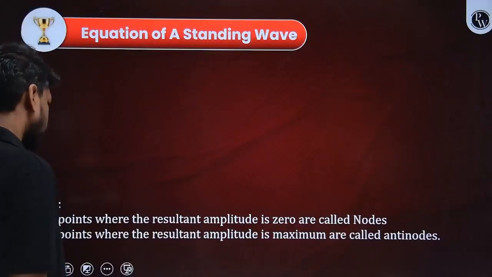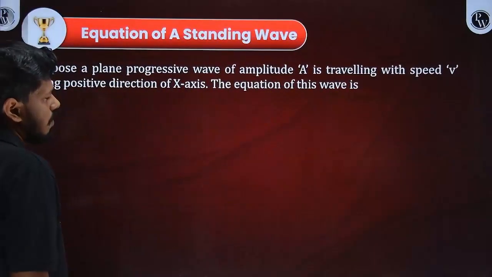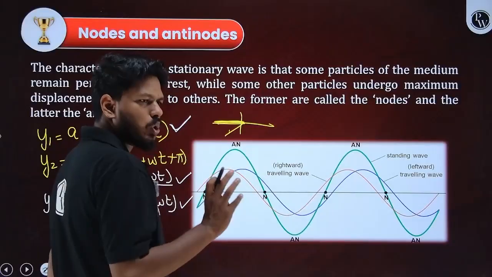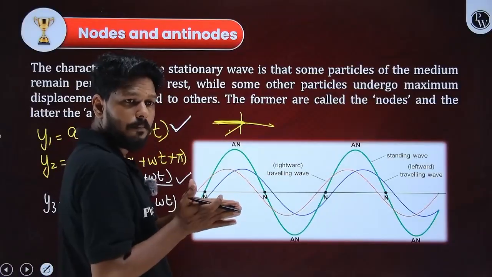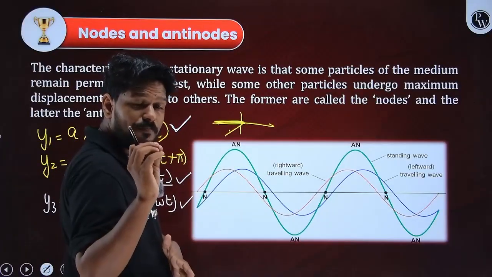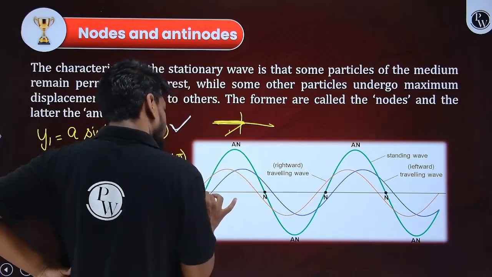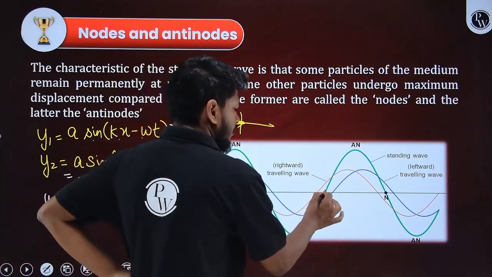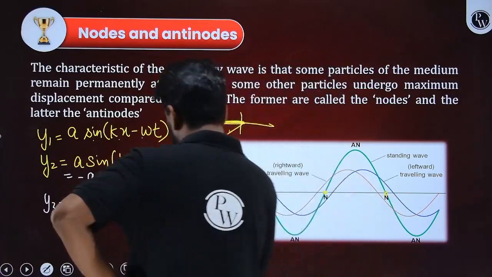Now where are the points? If I am seeing this, let me say this is my wave, this is another wave. These two waves are going to superimpose, and we found what? There are certain points which are not moving at all. This point will have zero displacement. These both points are going to have zero displacement.